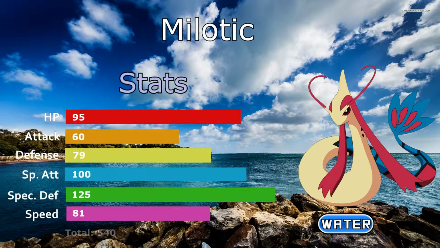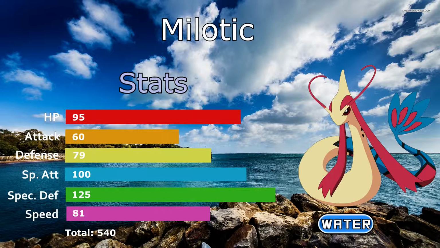So we've got 95 HP, 60 attack, 79 defense, 100 special attack, 125 special defense and 81 speed, giving us a grand total of 540. Now 540 is a pretty solid base stat, and Milotic has quite a few different ways of using its stats in battle. So you're probably going to be using it as a special attacker or a tank, as it can tank really well with some of its abilities, which we'll cover later.